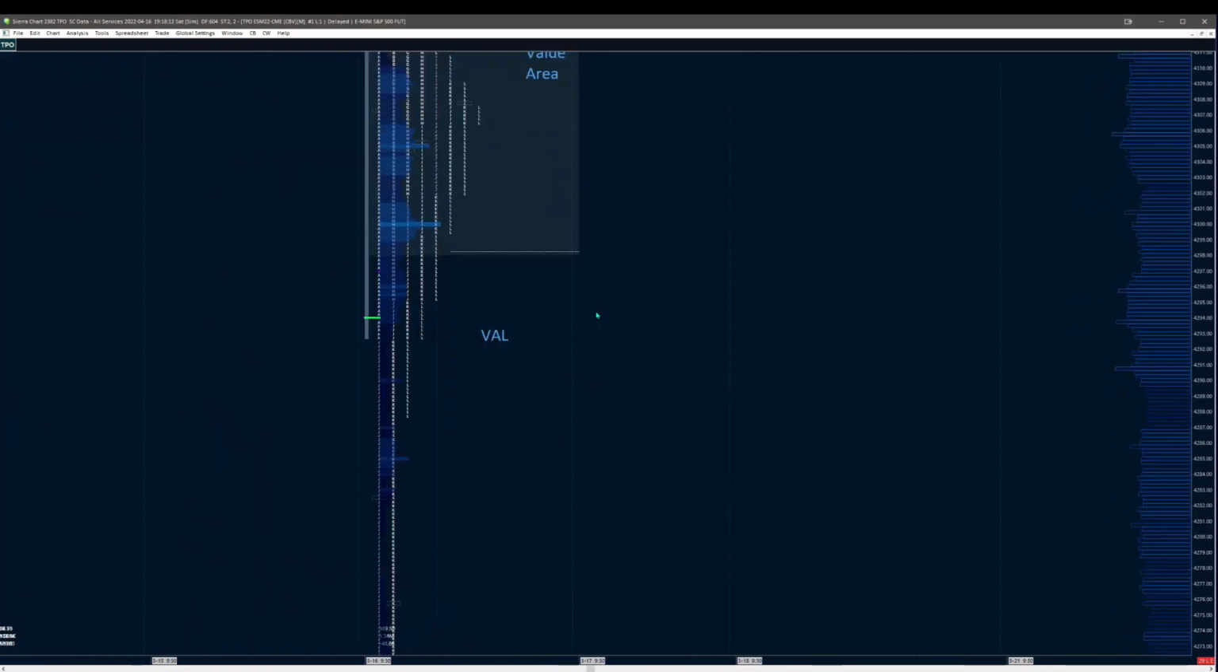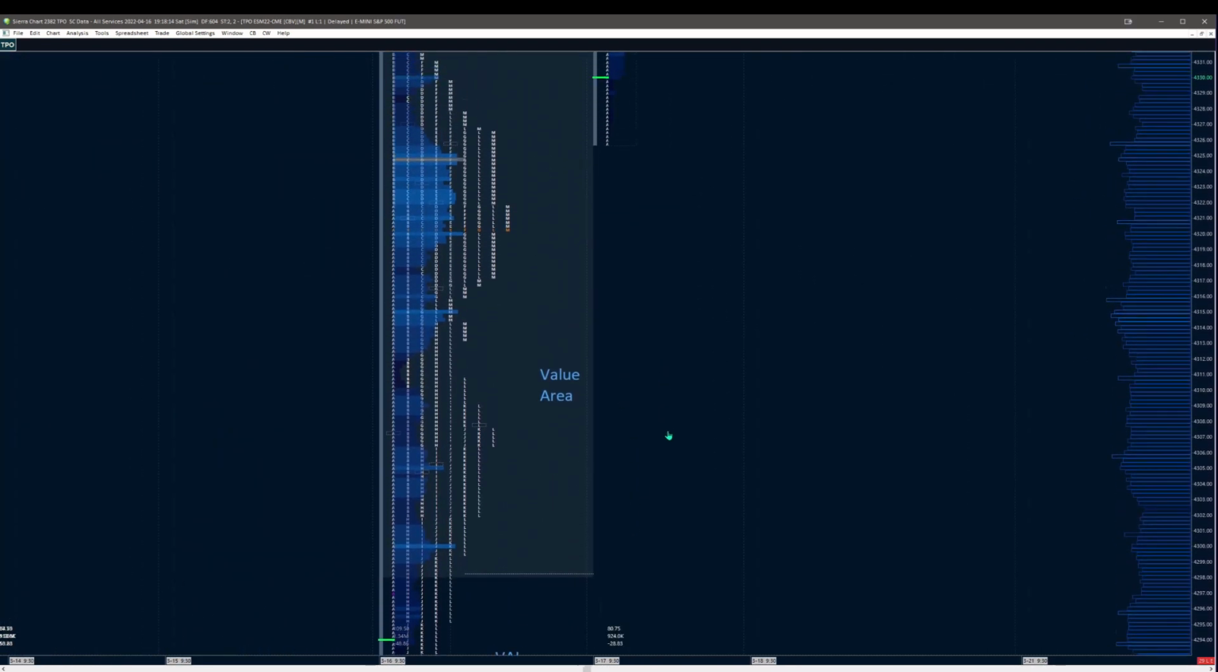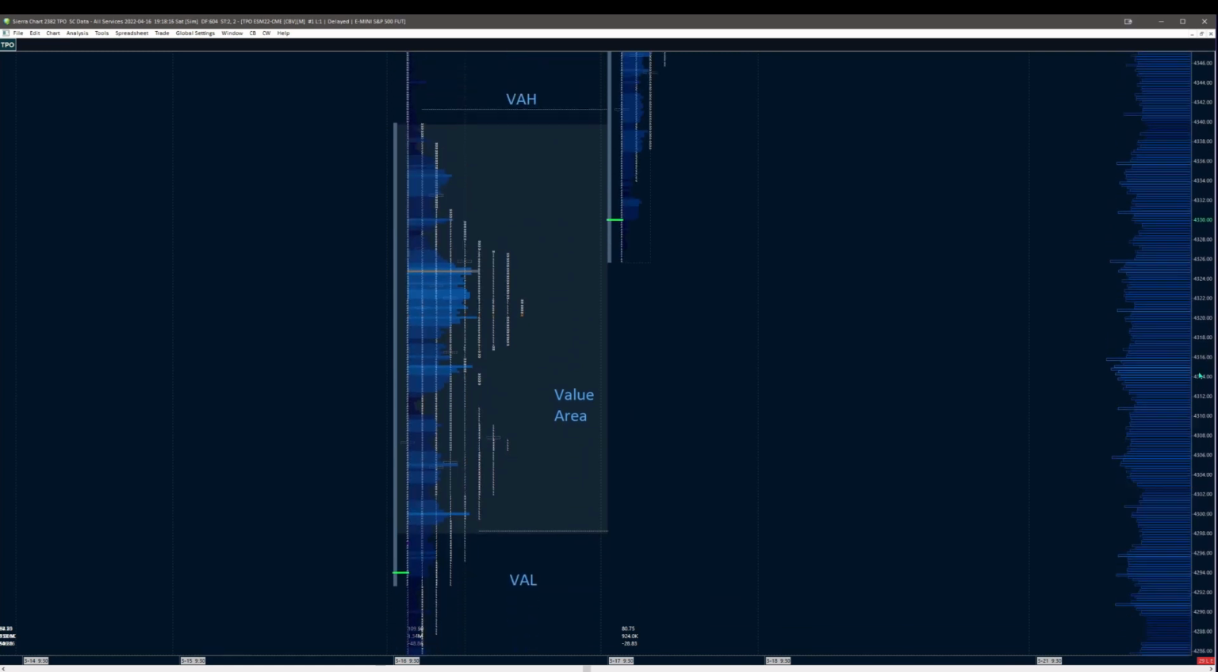And then these lines that I have set, these lines are my value area. This is centered around the volume value area rather than the time value area. And so this is about 1 standard deviation, or 70%, surrounding that volume point of control.